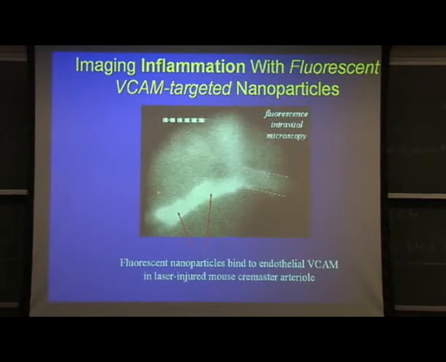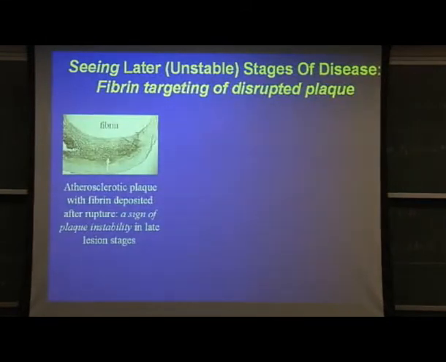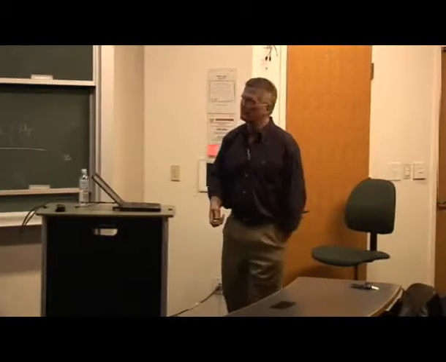And so now they're sticking there, much like white blood cells would stick there when they encounter adhesion molecules in other kinds of injuries. So now this is VCAM fluorescence of targeted nanoparticles. We can see the later stages, or unstable stages of disease. So this is fibrin targeting of disrupted plaque, or a plaque that's actually broken and maybe has been associated with a mini stroke or angina or a small heart attack, if you will.